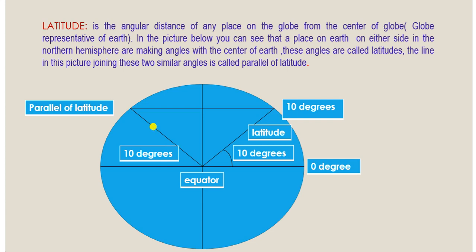So I'll repeat once again. There is a difference between parallel of latitude and latitude. Latitude basically means angular distance of any place, and parallels of latitude are obtained from the latitudes. Those are concentric circles. Concentric because on a globe, we'll see these are drawn like concentric circles, parallel to equator. Those are called parallels of latitude.